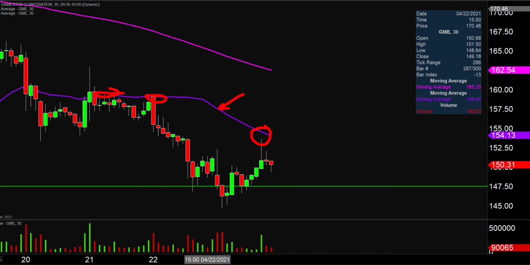price pulled back. But the point here being that definitely the main area of resistance moving forward is all going to be about that $154 mark, which is the current value, give or take, of that purple line, the 50-period moving average. So continue to watch that from the resistance side of things.